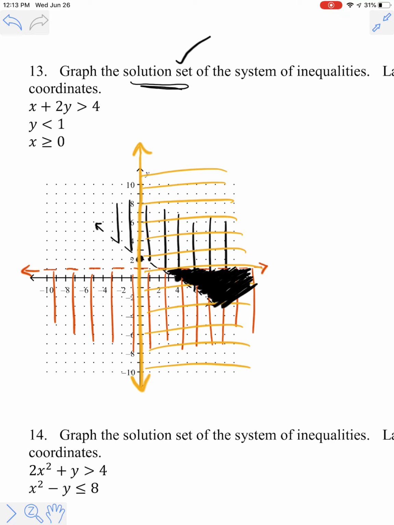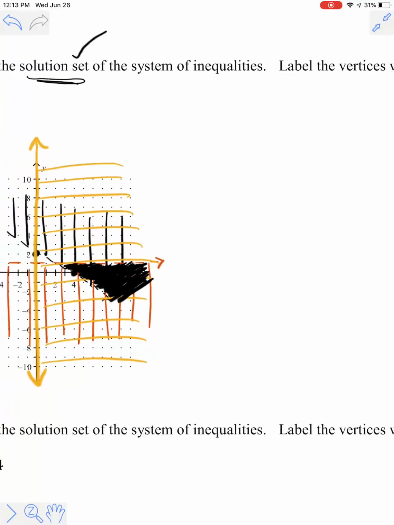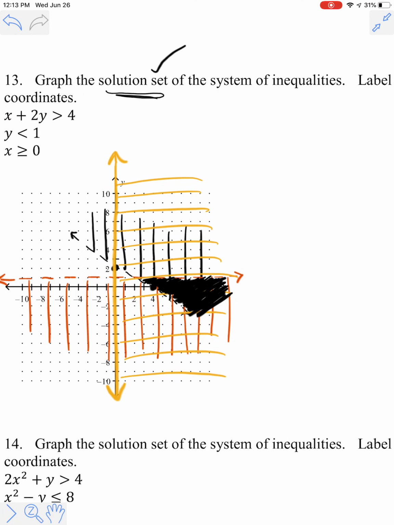The other part is label the coordinates of the vertices. Vertices would be the boundaries of where the shaded region intersects. There's only one. That's the only vertex of our shaded region.